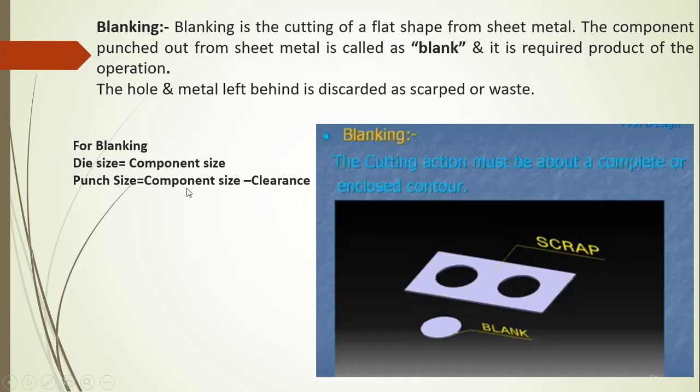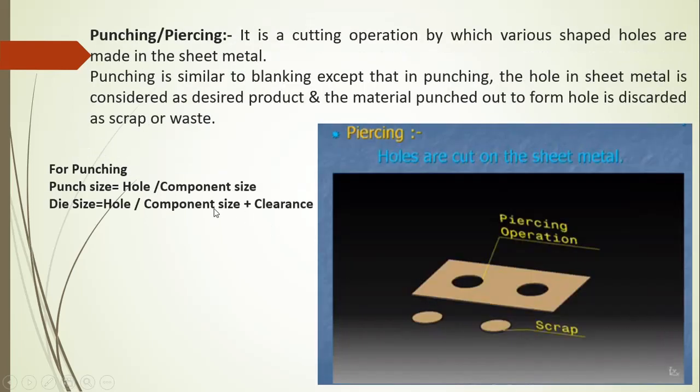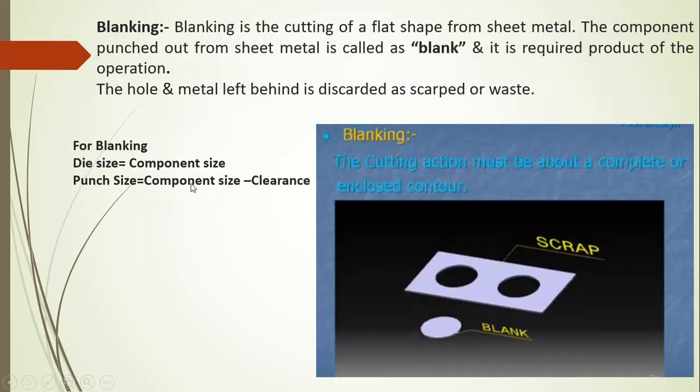That means punch size is equal to component size minus clearance. Suppose we have a clearance of 0.2 mm, and the component size we are considering is 520 mm. Then it is 520 mm minus 0.2, so the size of the punch will be 19.8. Okay, that means for blanking you must remember that die size is equal to component size, and punch size is equal to component size minus clearance.